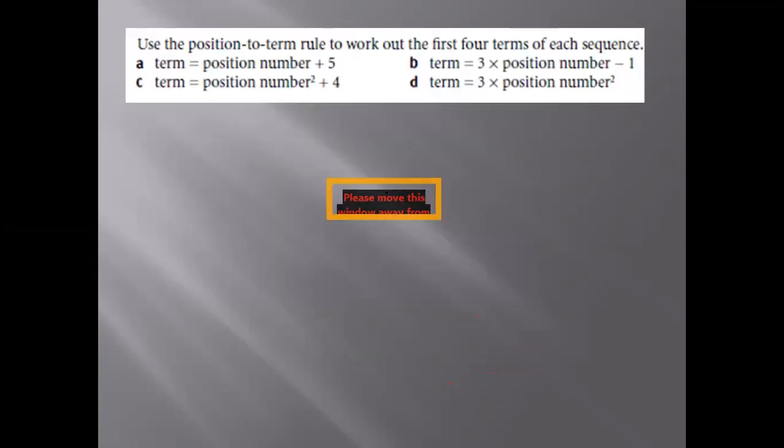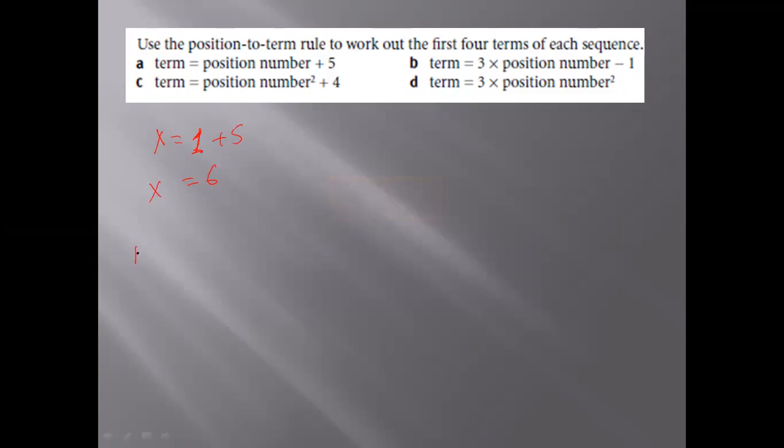Thank you. Use the position to term rule to find the first four terms of each sequence. The term is equal to position number, it's our formula. Position to term. Please read that carefully. Term is equal to position number plus 5. Term means x. Position number is first. If we need the first term, it means 1 plus 5. So its first term is 6.